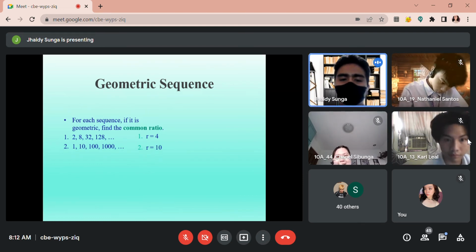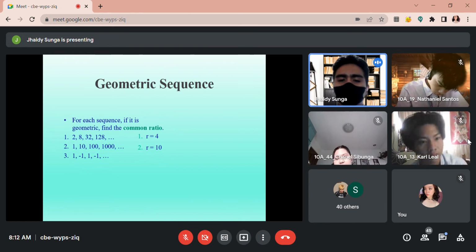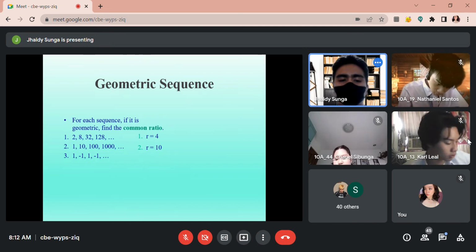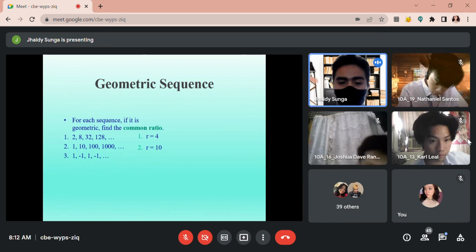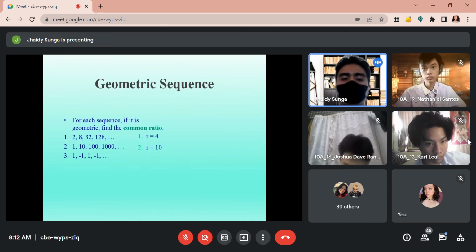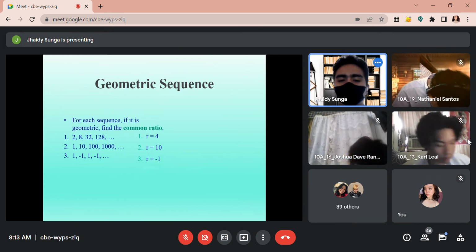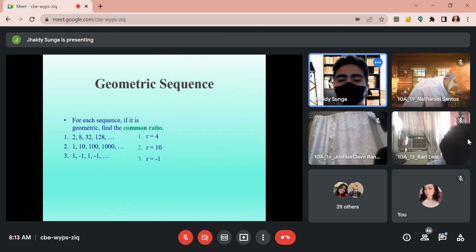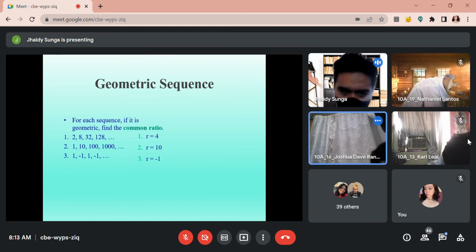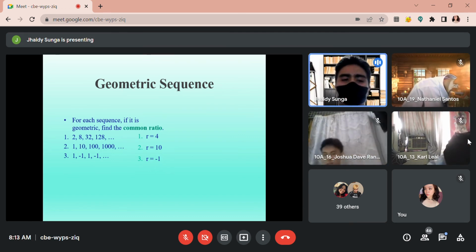Alright, so for number 3, Joshua Day, may I ask you, what would be the answer? Is it geometric or not? And what would be the common ratio? -1, po. Alright, so -1. That would be the common ratio. So, would you say it's geometric or not? Geometric, po. Yes, so it is geometric.